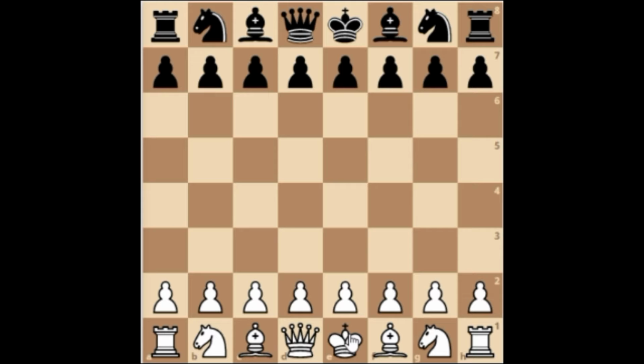Now, to mark positions of different pieces, we use this format: letter that represents the piece, then write the square name it is placed on. For example, N C3 means knight is moved to C3 square.